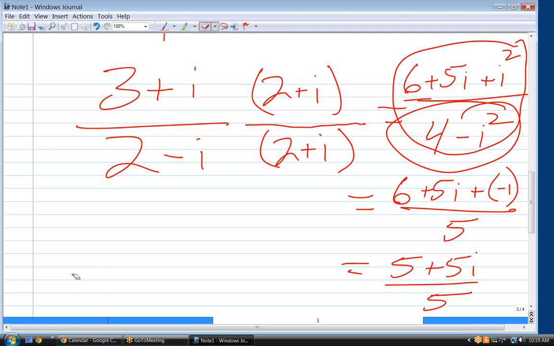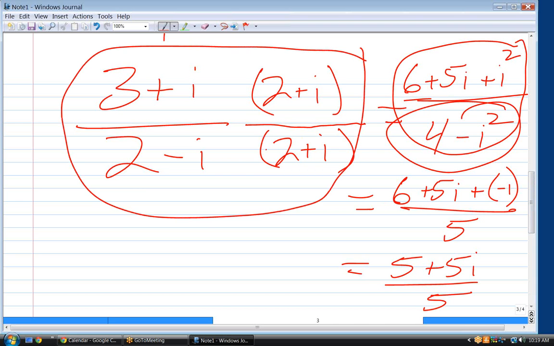If you're adding imaginary numbers, you add the real part, you add the imaginary part. If you're subtracting, same thing. If you're multiplying, you multiply it just like you'd multiply any binomial. It's only division that you have to remember to multiply by the conjugate. And to memorize that, think difference of squares. Always think difference of squares.